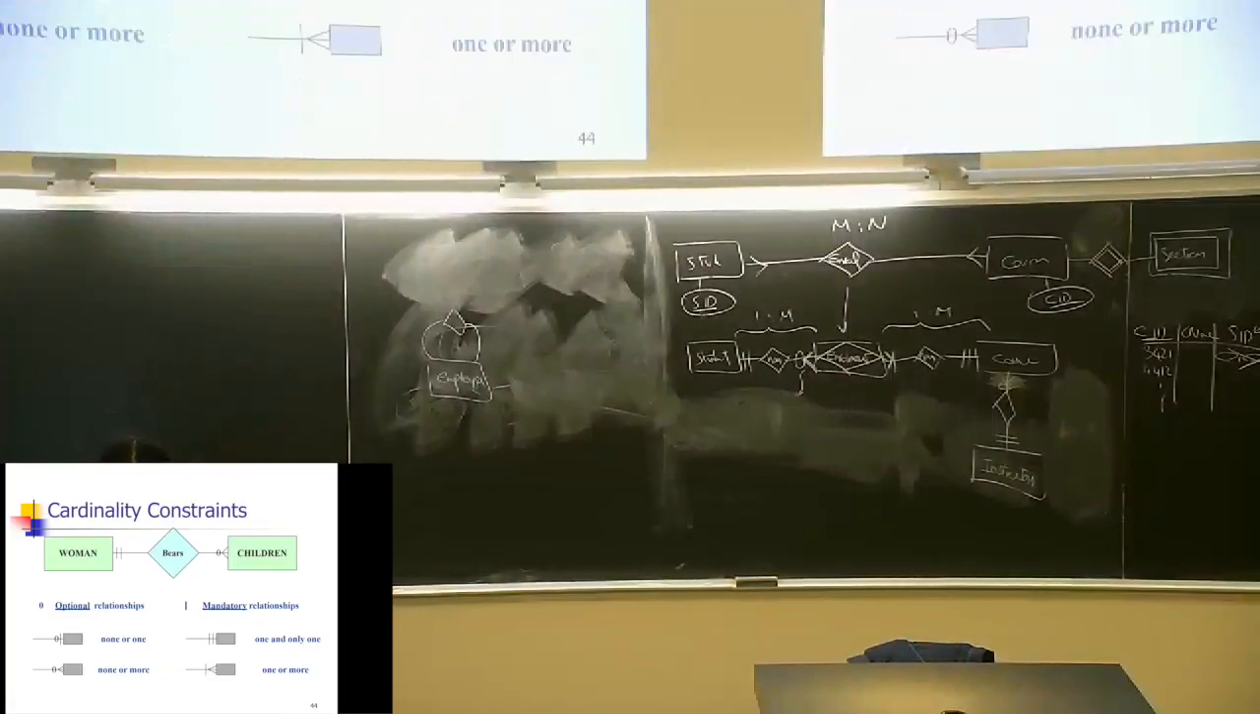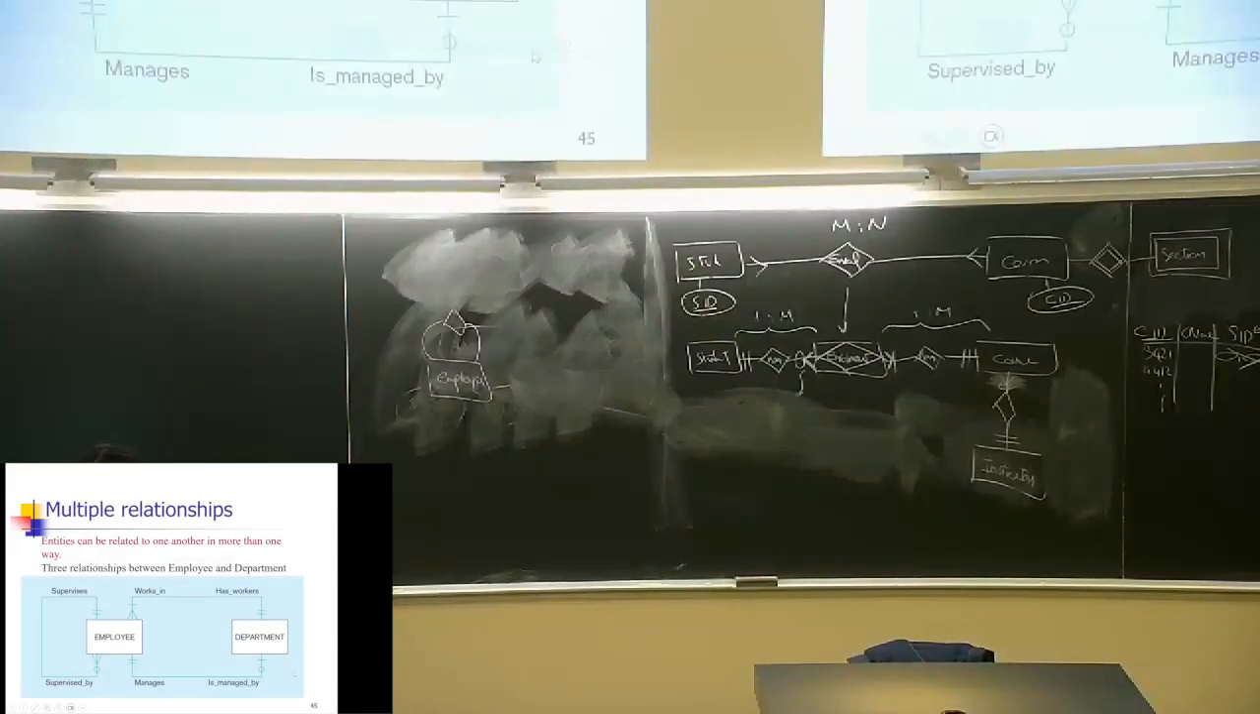And here is just more examples. Again, you can see none or one, none or more, one and only one or more, and how you present that. This is more examples of the relationships. So entities can be related to one another in more than one way. For instance, here in this example, what are the types of relationships you are seeing here?